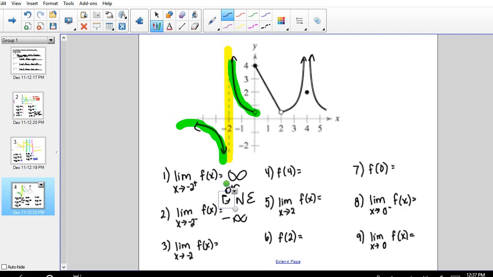Alright, so now for 1 and 2, you might see positive infinity or does not exist. For 2, you might see negative infinity or does not exist. What about number 3, the limit as x approaches negative 2 of f of x? That has to be does not exist, because from the left and from the right, they don't go to the same infinity, right? Positive infinity, negative infinity. So that has to be does not exist.